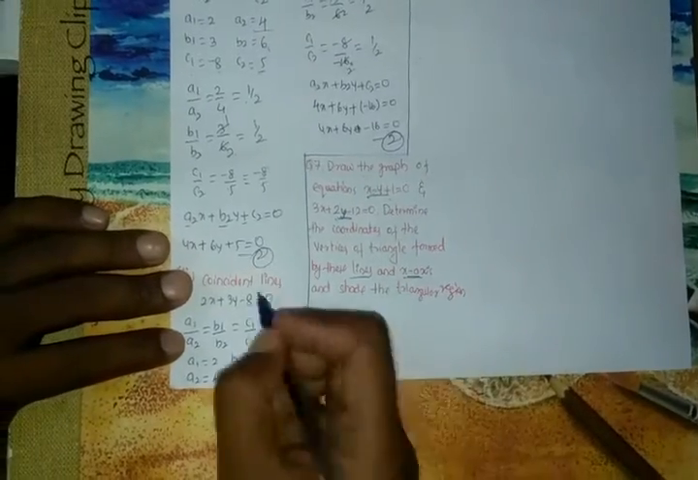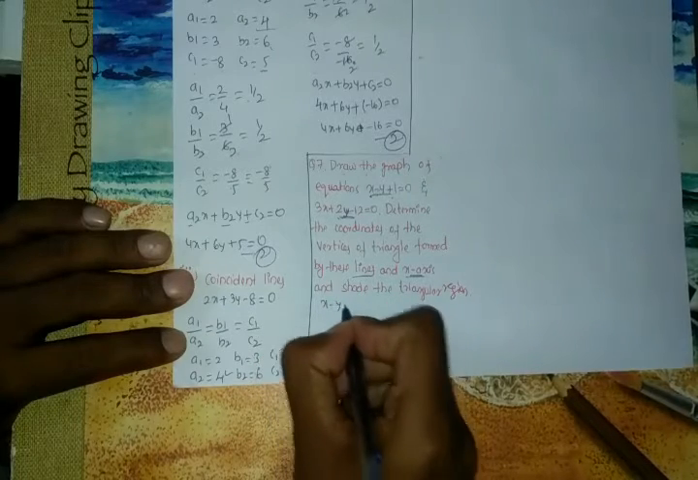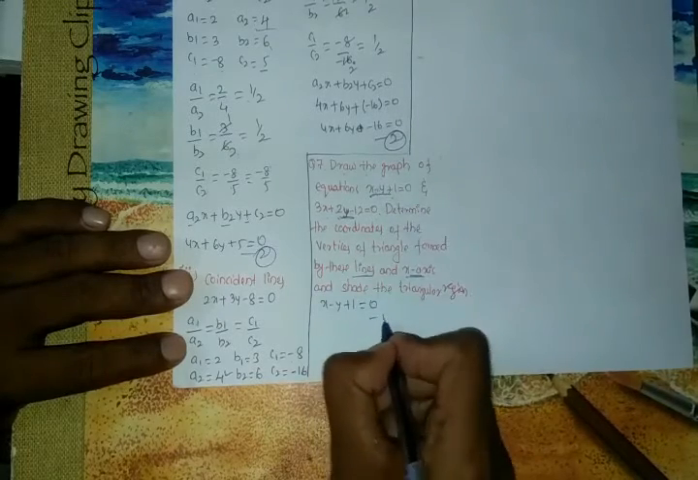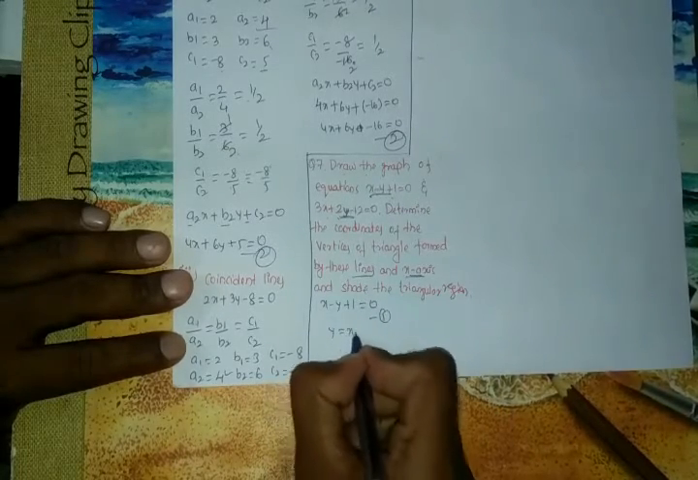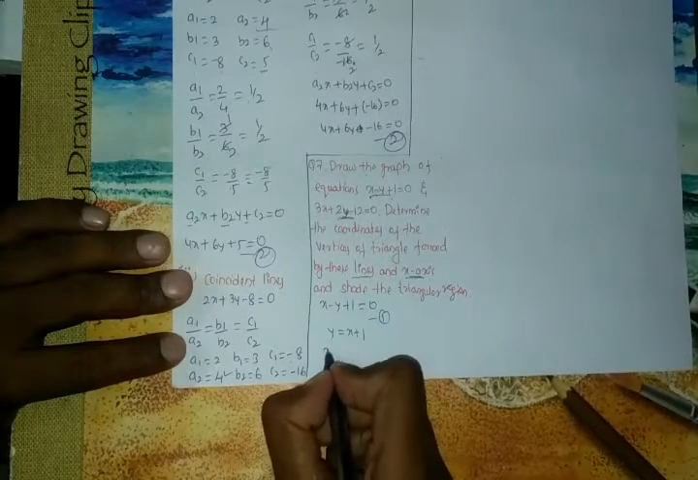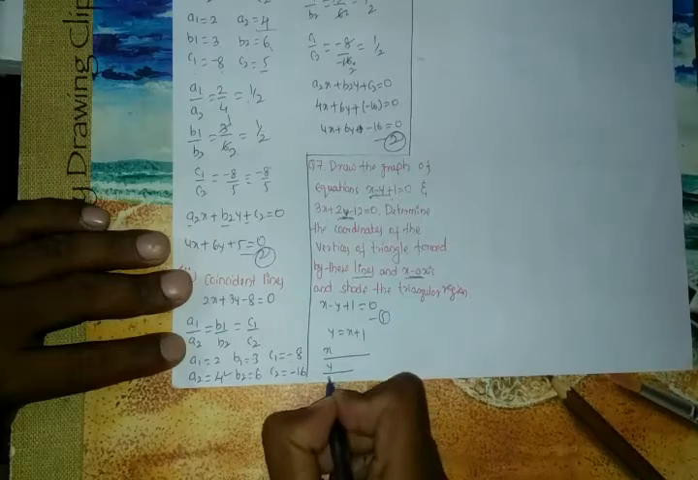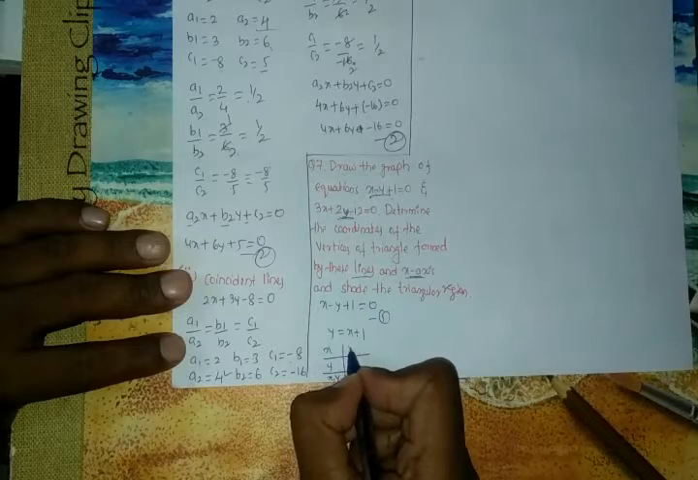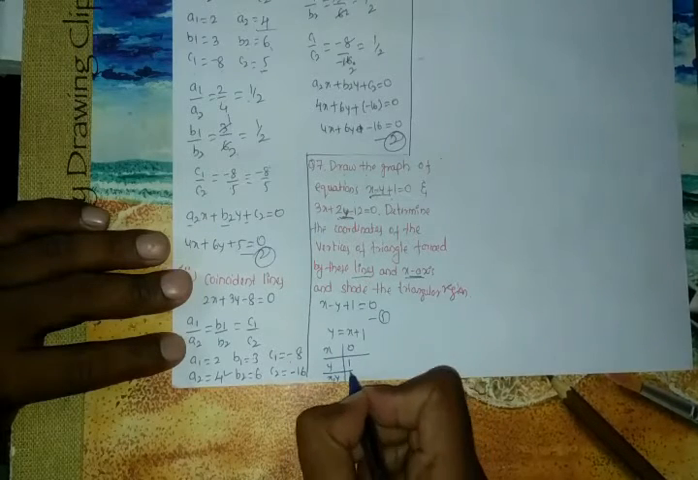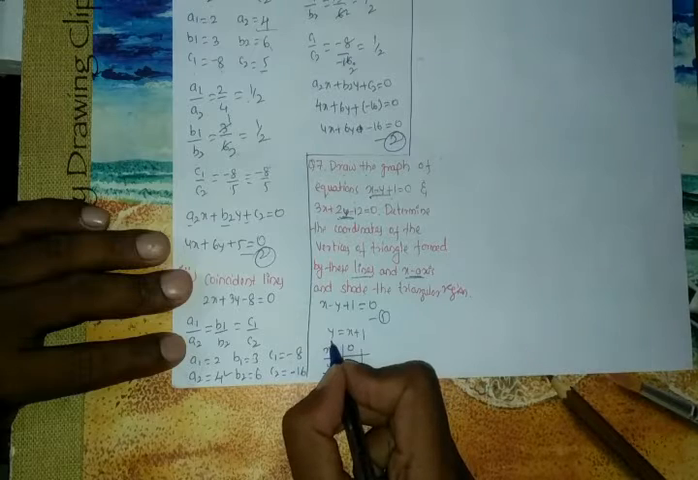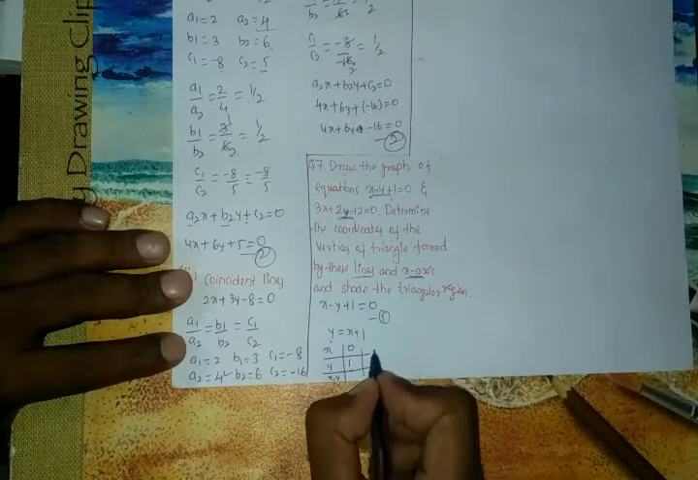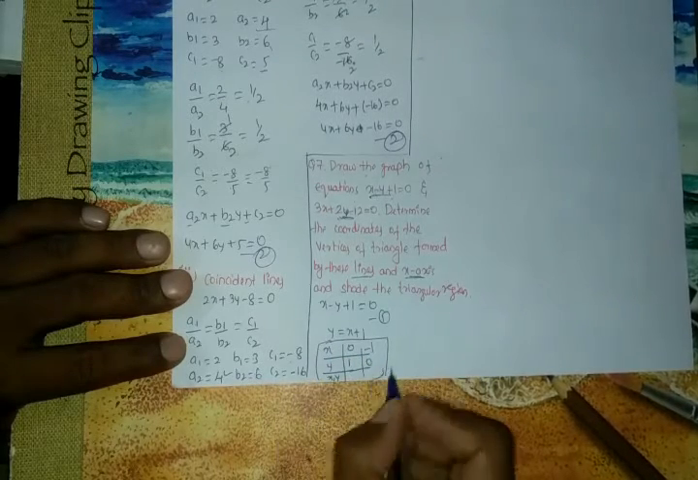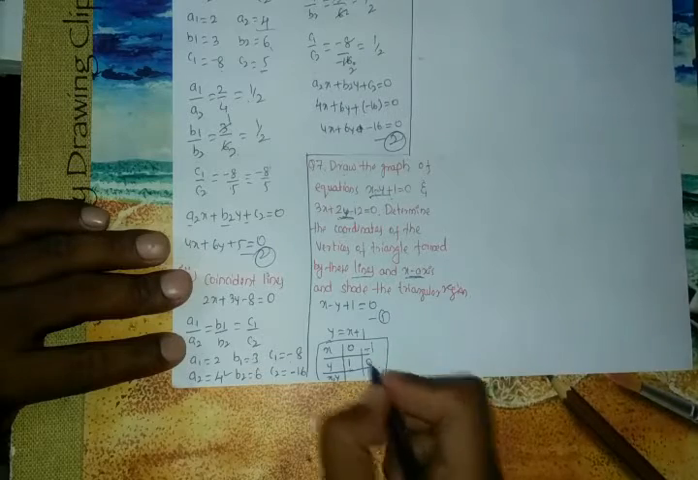The same way I will go with equation 1, which is x minus y plus 1 equals to 0, or y equals to x plus 1. Same table I will take, x comma y. So when x is 0, y is 1, and when y is 0, x will be -1. So 2 points are enough. So the points are 0 comma 1 and -1 comma 0.